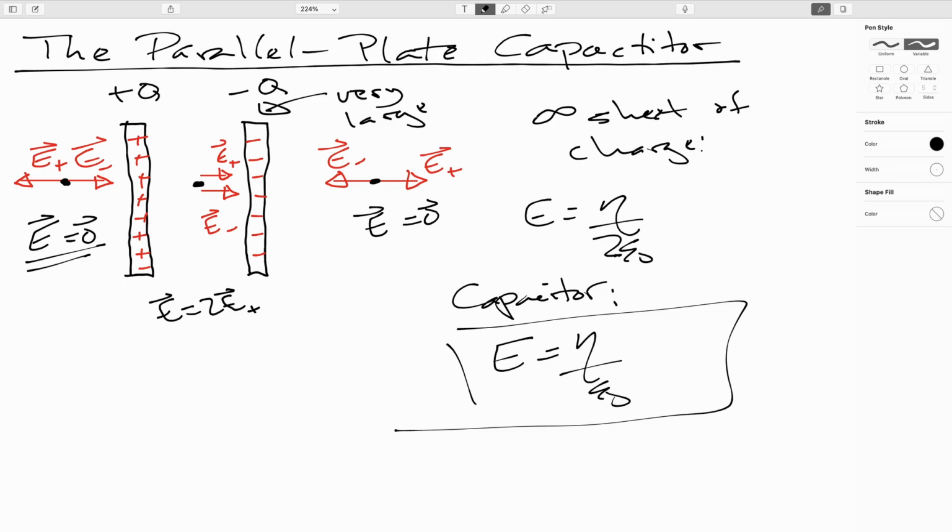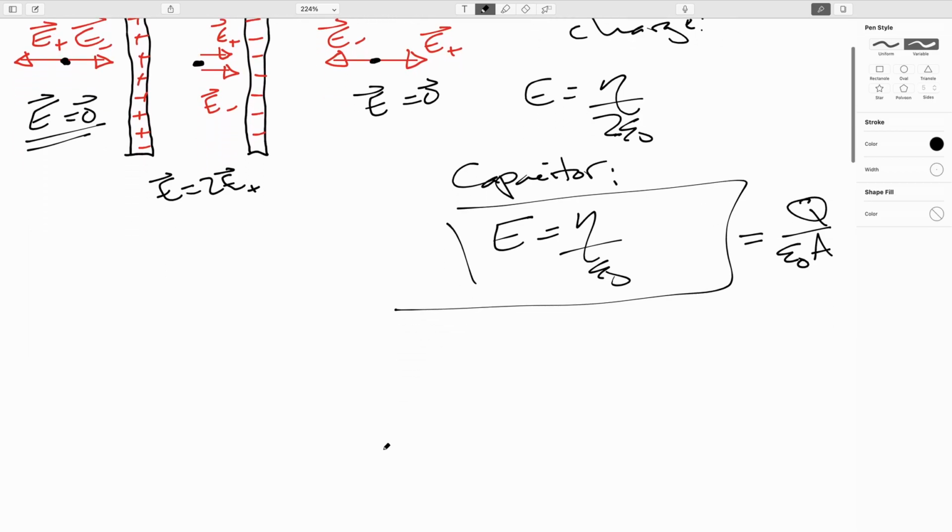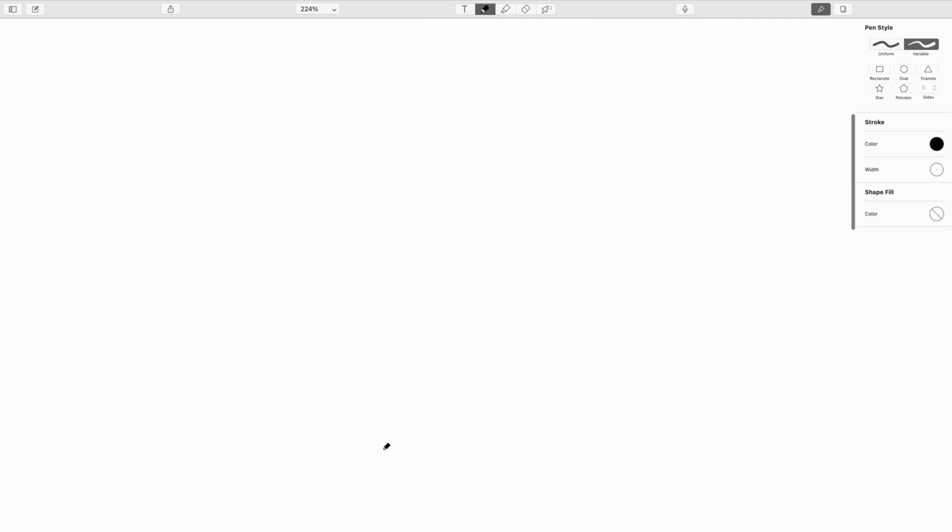Now, in practice, these sheets aren't infinite, but they're often very large compared to the separation. So you can put in a Q over A for eta if you prefer. Now, if you're still feeling a little queasy about this, we can spend just a moment comparing this ideal capacitor that we have to a real world one.